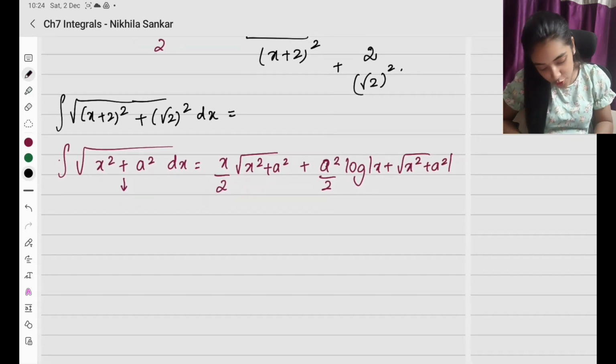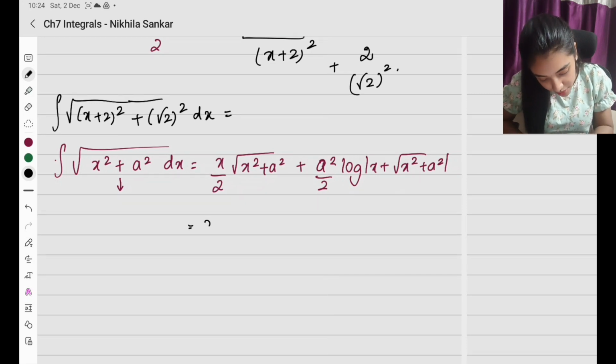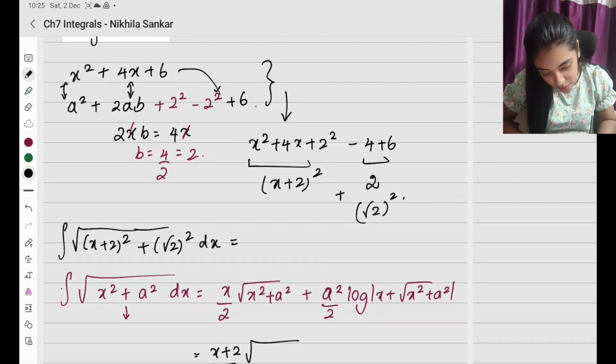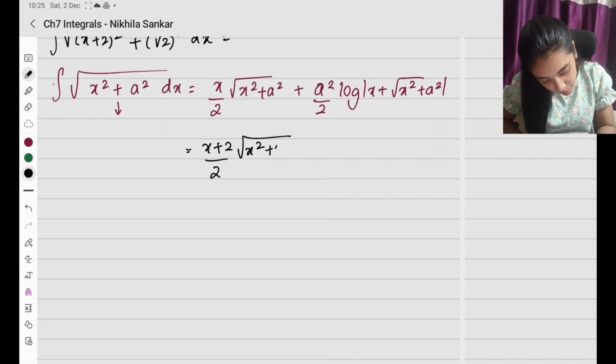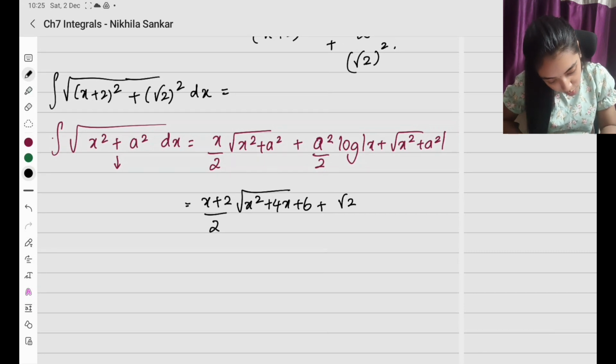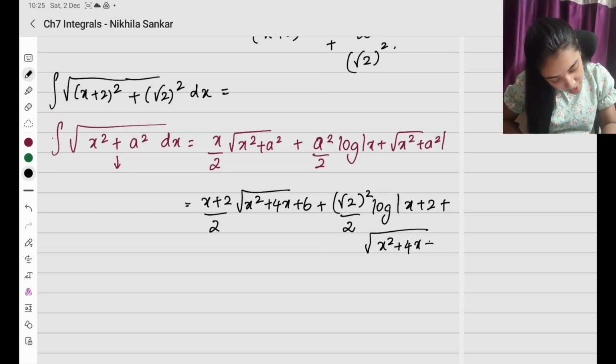Okay, so when I substitute this in the question, I have x plus 2 divided by 2 square root of x square plus 4x plus 6, plus a square divided by 2, which is square root of 2 the whole square divided by 2, log mod x, which is x plus 2 plus square root of x square plus 4x plus 6, plus c.